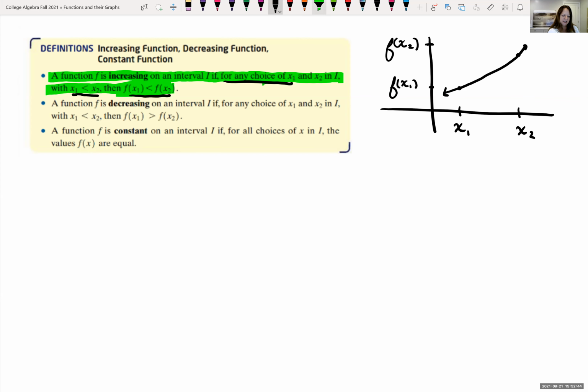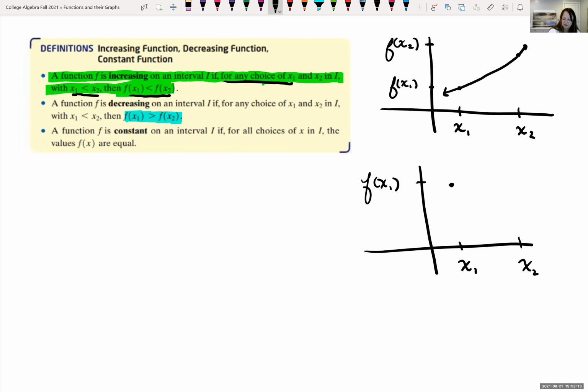We say that it's decreasing when the same conditions hold, except that the y value is going to be bigger for the first x value than the y value of the second point. So if this was x sub 1, it has to be smaller than x sub 2. The y value, f of x sub 1, has to be bigger than the y value, f of x sub 2. So it'd be decreasing there.